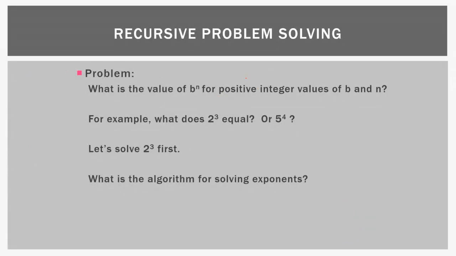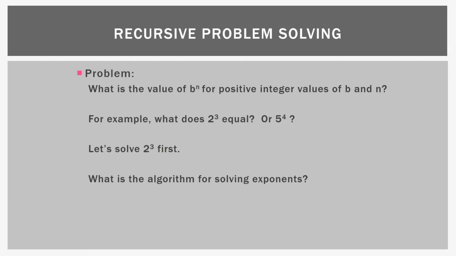So we're going to practice solving this. What is the value of b to the power of n for positive integer values of b and n? So we're going to keep it simple, no negatives, no decimals, just integers, positive integers greater than 0. So we want to solve exponents, essentially. What does 2 to the power of 3 equal, or 5 to the power of 4? So we're going to solve 2 to the power of 3. How do we solve it?